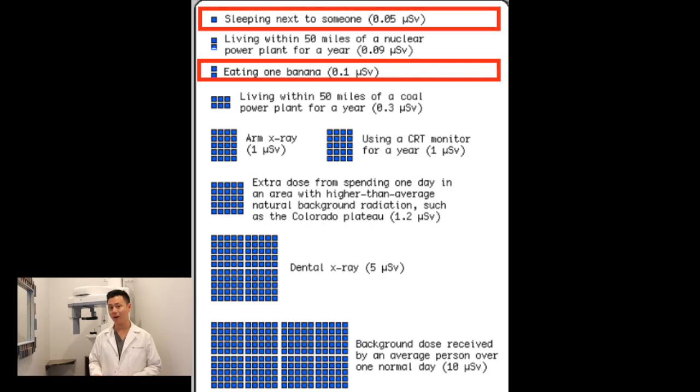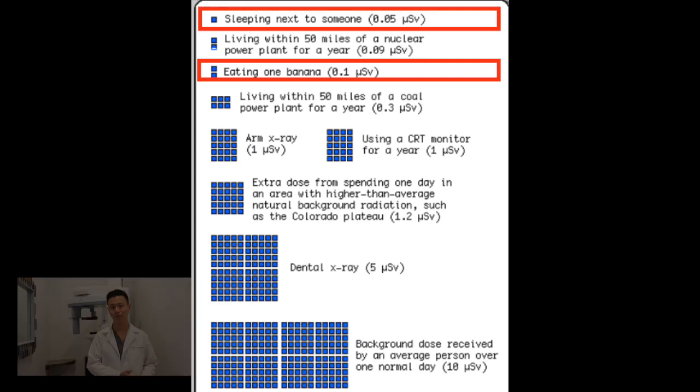And even more than that, just sleeping next to someone for 2 years or eating 40 bananas will expose you to about 40 microsieverts, which is already more than what you are exposed to in a dental CBCT scan. So the 38 microsieverts from the dental CBCT is really not that much. So dental CBCT scans are a great modern tool that we dentists have in our toolbox to make our treatment of you, the patient, even better.